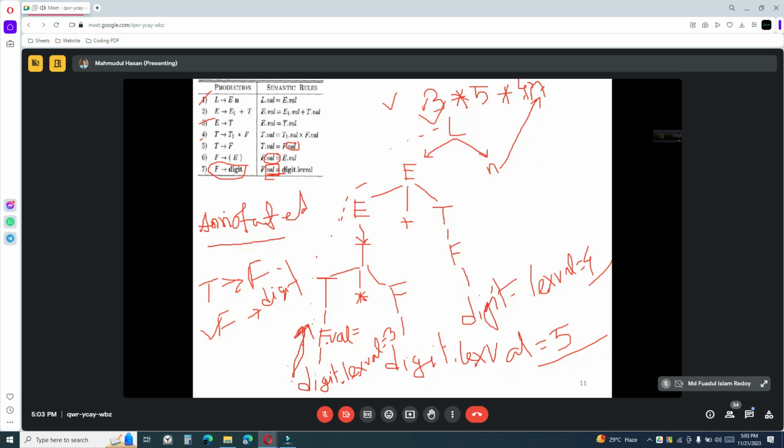Yes, sir. And if this production rule is matched, then what is the semantic rule? The digit dot lex value goes to F dot value. That means digit dot lex value is 3. That means the F value will be 3.